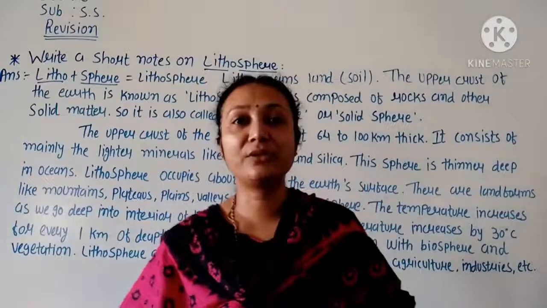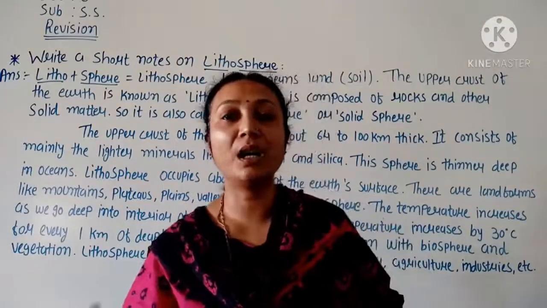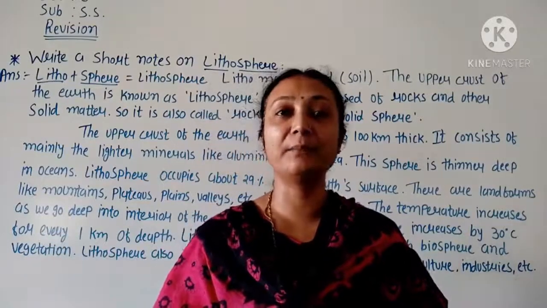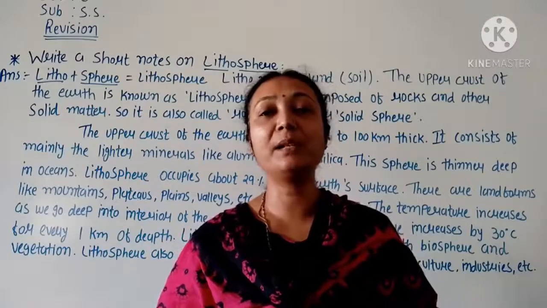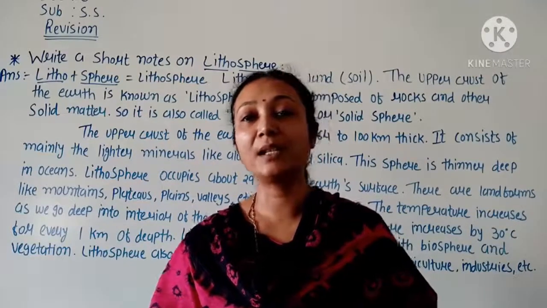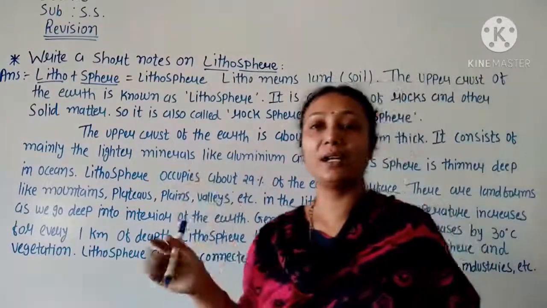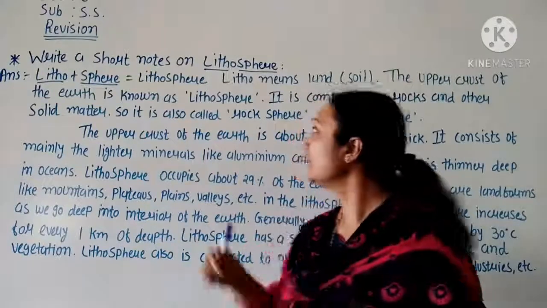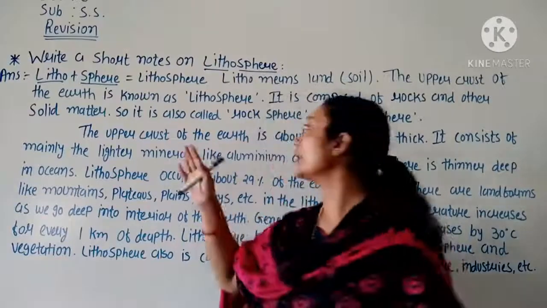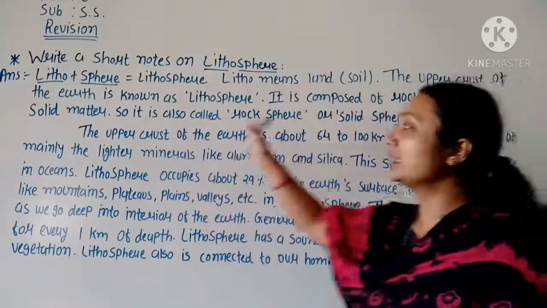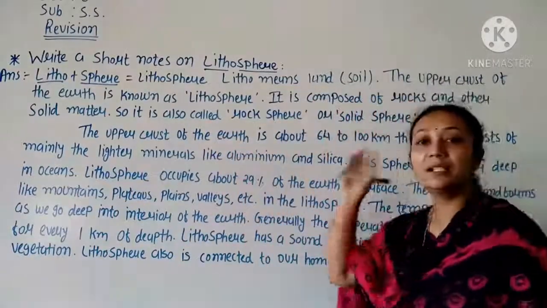So that's why I told you that lithosphere is the home of mankind. From the upper part of the earth we can make homes also. So that one provides us space and building materials for man. So that's why lithosphere is soil and the upper crust of the earth. That one is known as the lithosphere, and it is composed of rock and other solid matter. So that's why it is called a rock sphere or solid sphere.